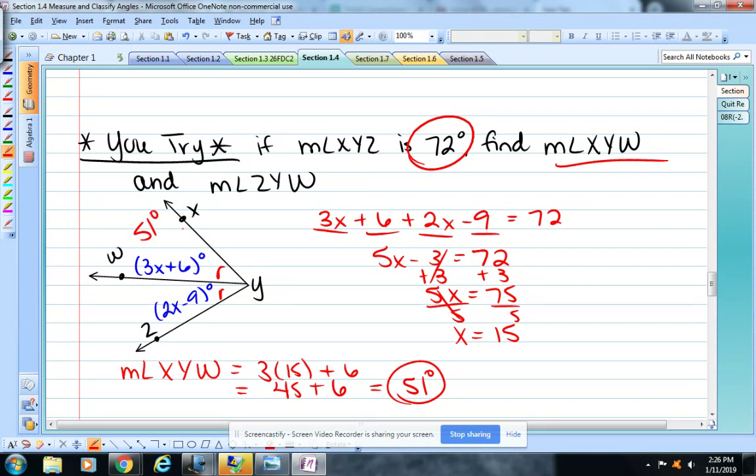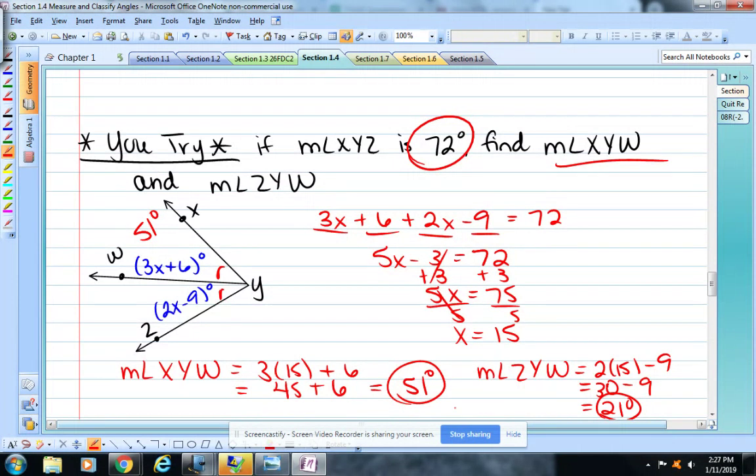So I've got 2 ways I can find the other angle. How could I do it? I can say 2 times 15 minus 9, or I can say 72 minus 51 to tell me the leftover, right? Either way, ZYW, I should get the same thing. So I like to do it one way, then check it the other. So 2 times 15 minus 9 is pretty simple. 30 minus 9 is what? 21 degrees. Did y'all get 21 degrees?